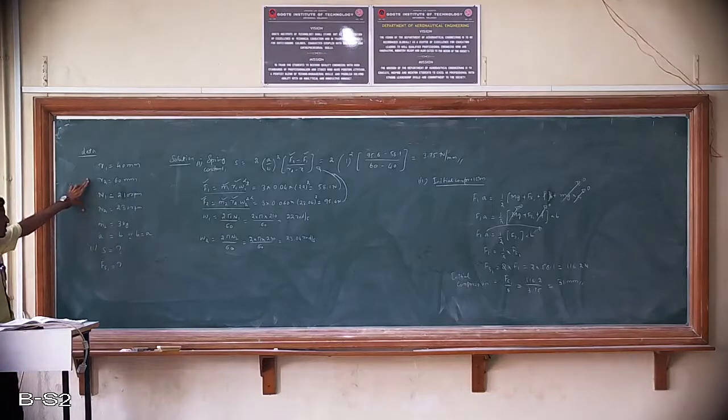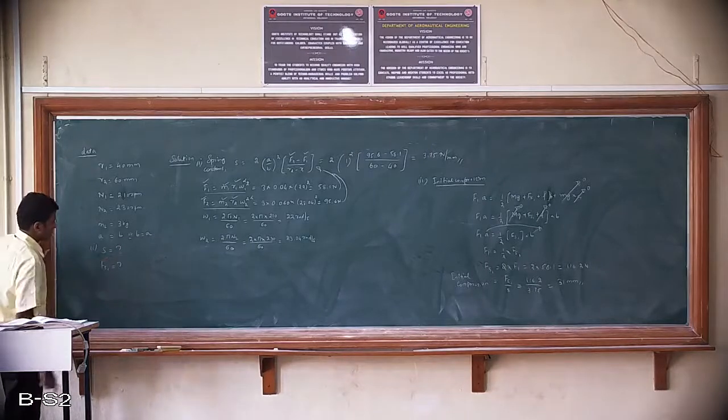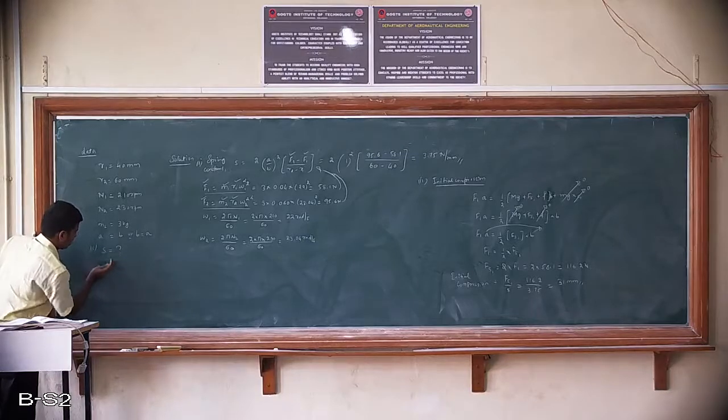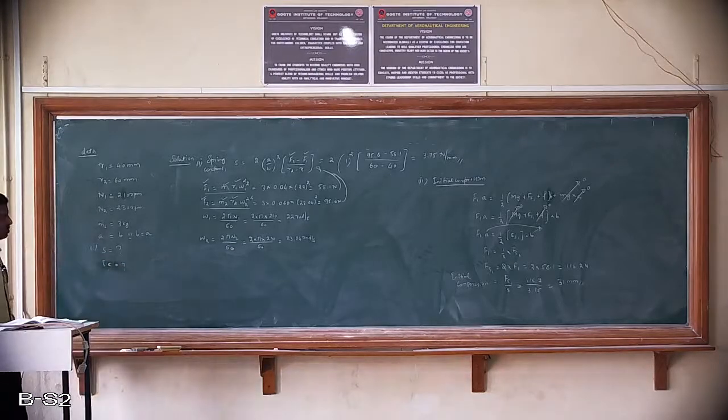So using this data, what we need to find out is the spring constant S and the initial compression. Sorry, not Fs1. We need to find out only the initial compression. By mistake I have written it as Fs1. The Fs1 we need to find out to get the value of the initial compression.